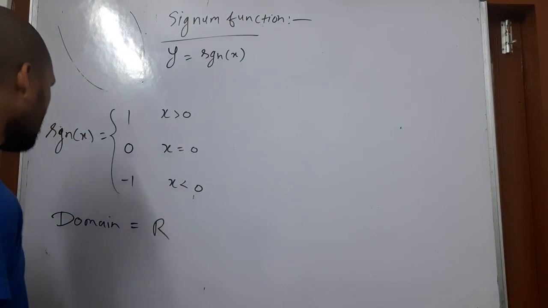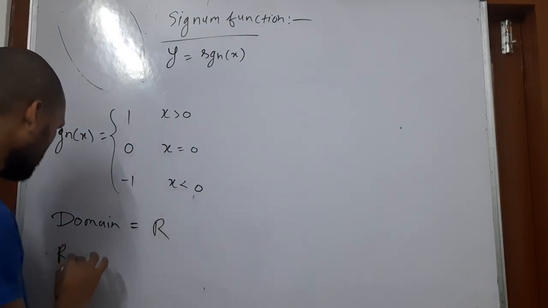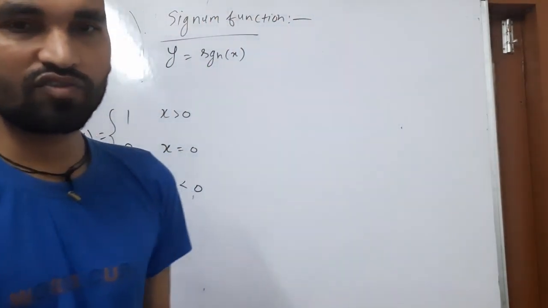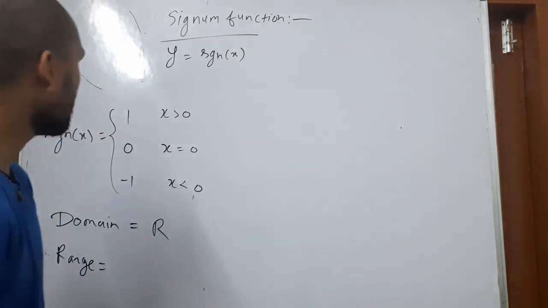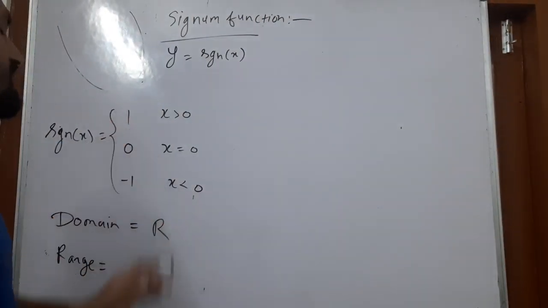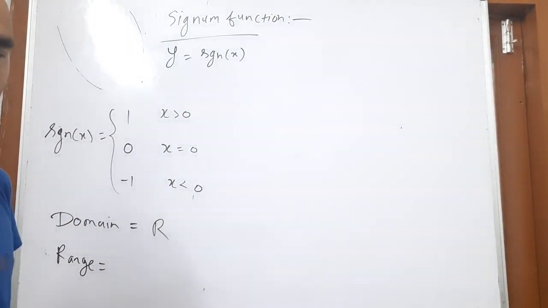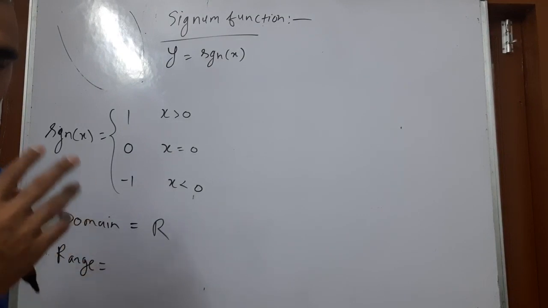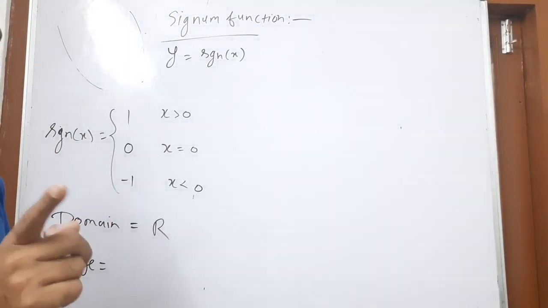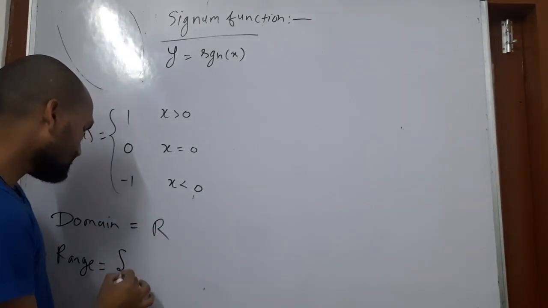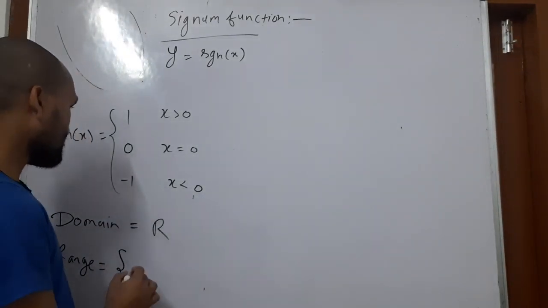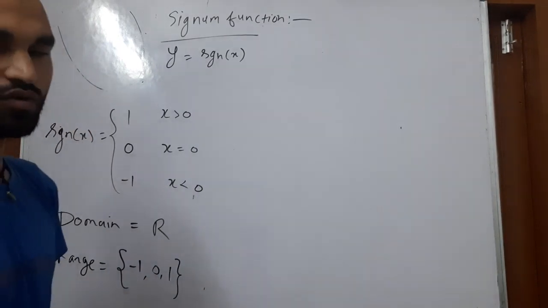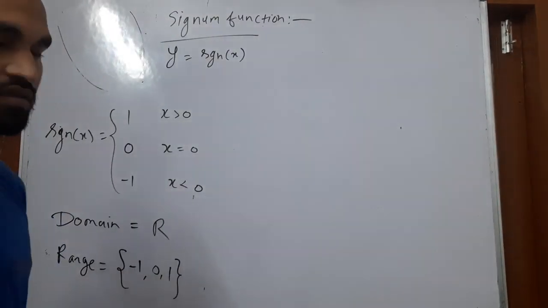And now we should discuss what the range is. Range means the value of y. Here y is signum x, and signum x has only three values, that are 1, 0 and negative 1. So we can say that the range of the signum function has only three values, that are -1, 0 and +1. The range is written in set form, that is {-1, 0, 1}. We have written it in roster form. So this is the range and this is the domain.